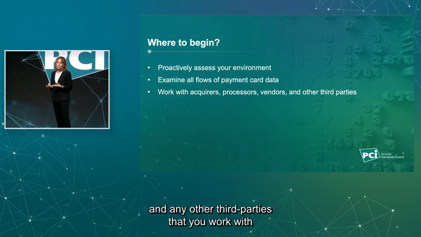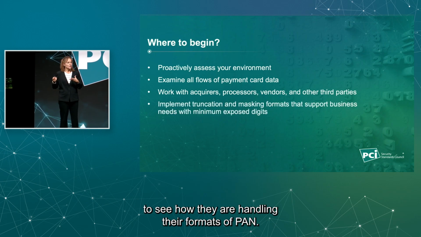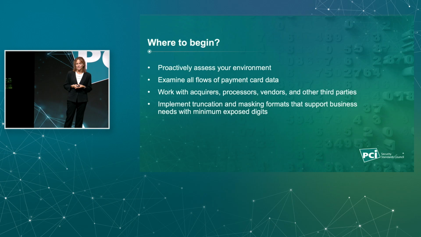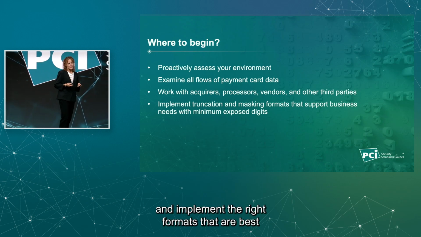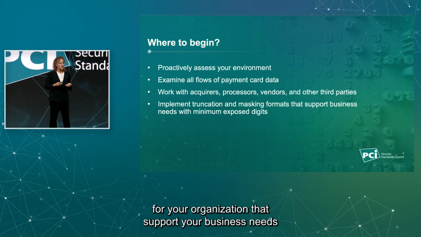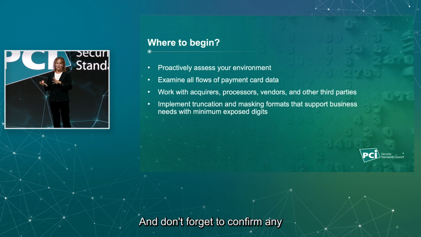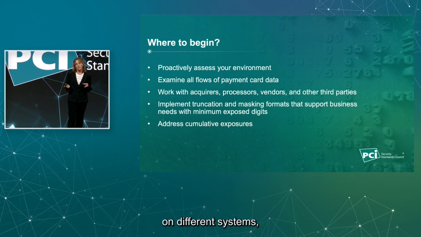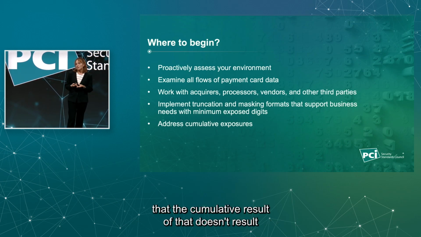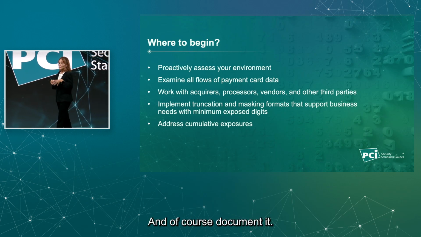This also includes working with your business partners, your acquirers, your downstream processors, as I mentioned, possibly some third-party vendors, and any other third parties that you work with or that are involved in your transaction process to see how they are handling their formats of PAN. Once you've done this, you can then identify and implement the right formats that are best for your organisation, that support your business needs while exposing the minimum number of digits. And don't forget to confirm any of those cumulative impacts that might appear. If you do have different business needs on different systems, that the cumulative result of that doesn't result in more exposure than you intended. And of course, document it.